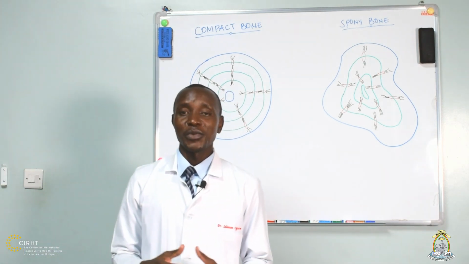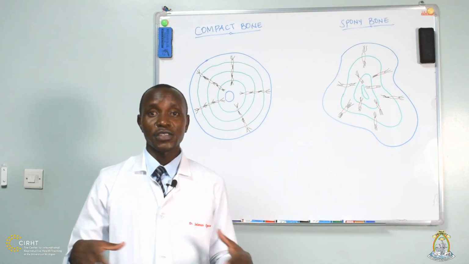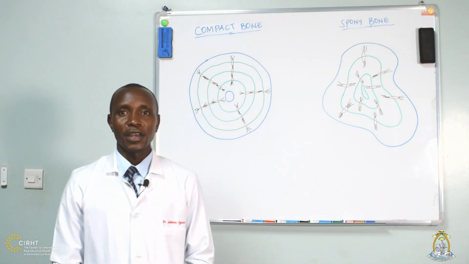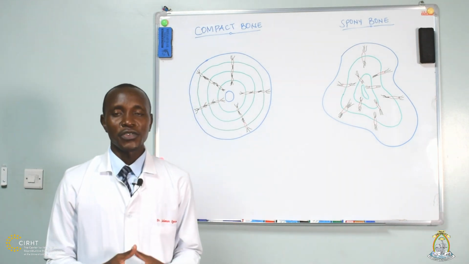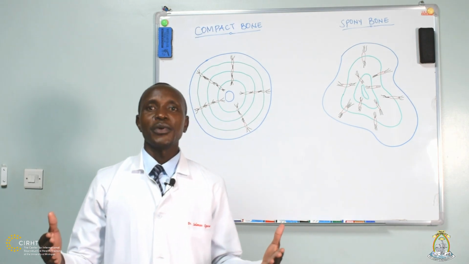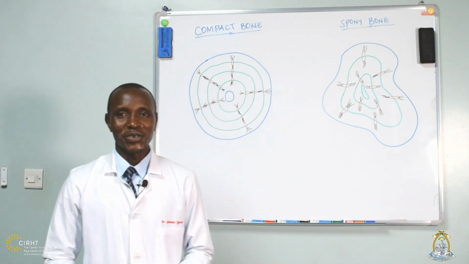Bone is a very important tissue in the body. Together, bones and the muscles make up the musculoskeletal part of our body, that helps us to move and gives us the body framework. Bones in the body are divided into the axial skeleton and the appendicular skeleton.